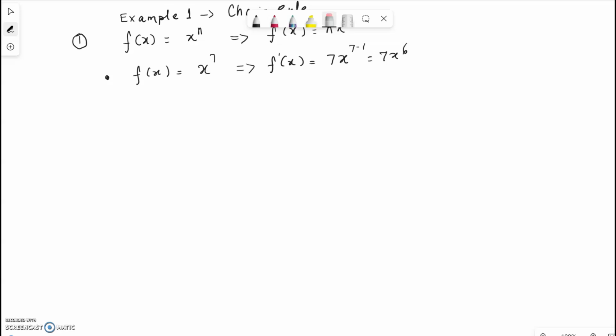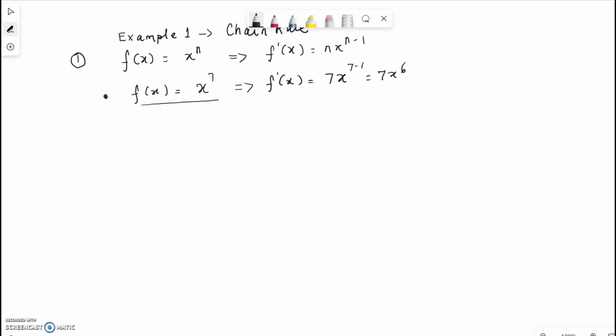We'll look at some basic examples using the chain rule. So let's look at the first function, f of x equals x to the 7th. We know how to do this derivative. We use the rule: if f of x equals x to the n, then f prime of x is equal to n x to the n minus 1. So it's going to be 7, x to the 1 less than the power, so it's 7x to the 6th.